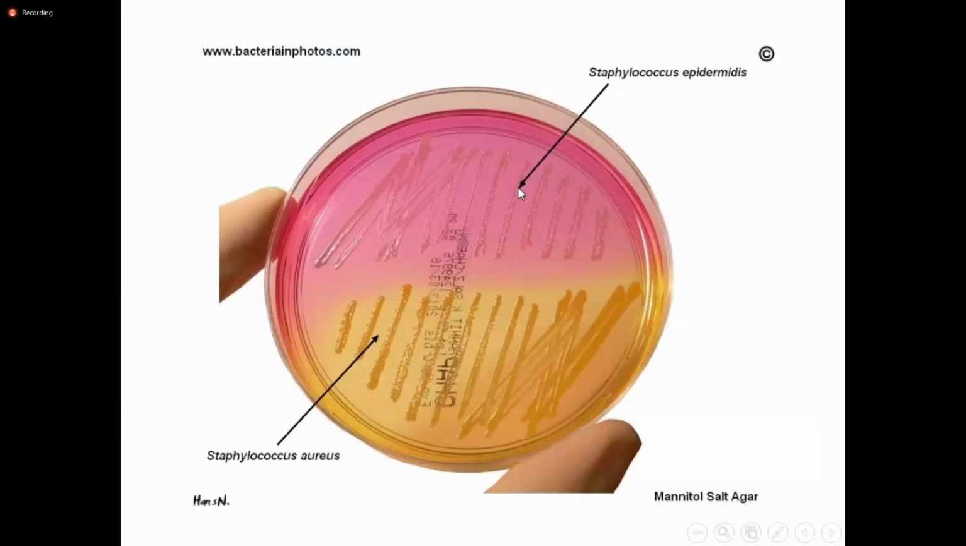This is the mannitol salt agar. Staphylococcus aureus can ferment the mannitol. The original color of the media is pink or red. It changes the pH of the medium and it becomes yellowish, the media and the colonies. So if you see a yellowish colony on mannitol salt agar, this is Staphylococcus aureus. The one which cannot ferment mannitol and stays pink is Staphylococcus epidermidis, which, as I said, is coagulase negative.